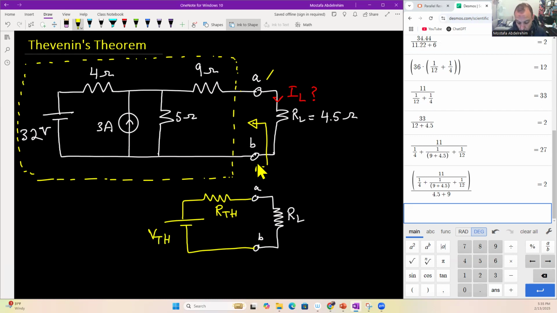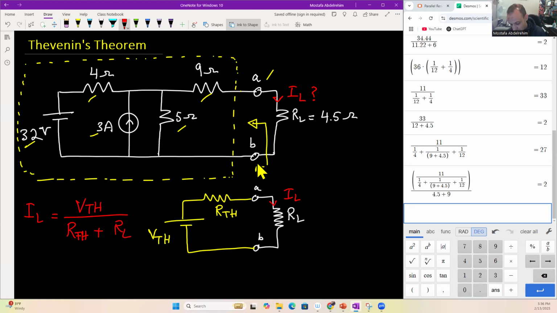Look, we have here two sources, one current source and one voltage source. We have three resistances. Regardless, all of that has been reduced to one resistance and one voltage source. This is very powerful, because once you have this, you can determine IL, the current in the resistance RL or the load, very easily, because IL is equal to V Thevenin divided by R Thevenin plus RL.